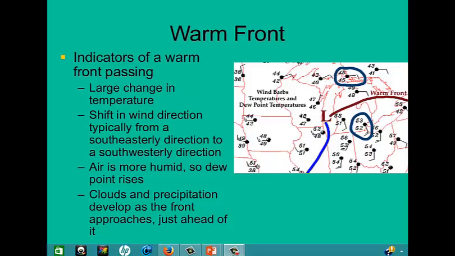We can see that as the dew point rises, it matches the temperature on the upper left-hand side of the weather map symbols. Clouds and precipitation develop just ahead of the front as it approaches. So as we saw in the last diagram, the gradual slope will cause those clouds to develop above the cold air as the front slowly overtakes it.